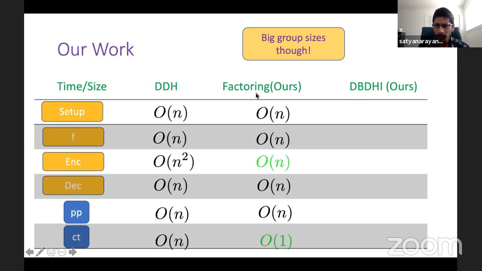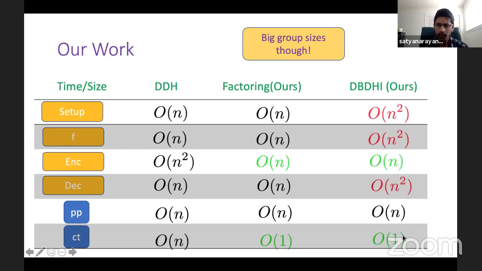We also extended the same techniques based on the DBDH assumption, which is a pairing-based assumption. Even here, we optimize encryption time and ciphertext size to be asymptotically better, but the setup time, one-way function time, and decryption time are actually worse. So there is some trade-off here. Even in the factoring-based assumption, our group sizes are generally bigger because the RSA modulus is bigger. So there is some trade-off there as well.